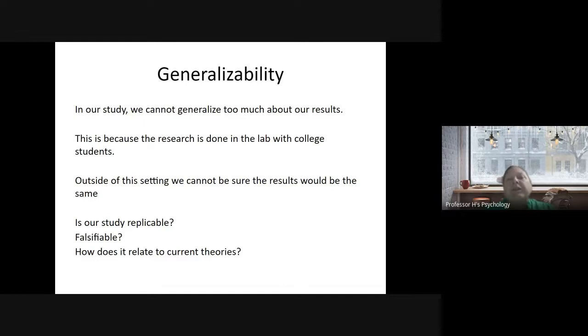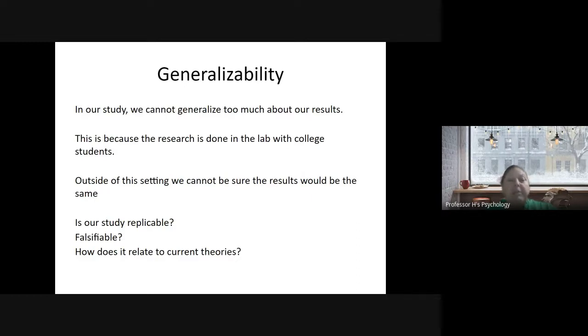However, how generalizable is this research? We know that this works in this laboratory setting. Will we get the same findings in somebody's home out in the world? We are not so sure of that. So in our study, we cannot generalize too much about our results. We did find a cause and effect finding, but we know it's in this setting with this group of people. This is because the research is done in the lab with college students. Outside of this setting, we cannot be sure the results would be the same.